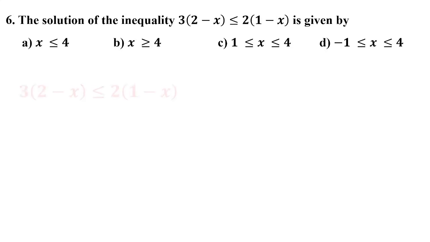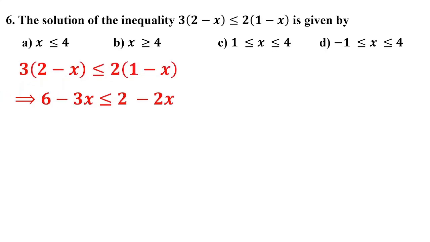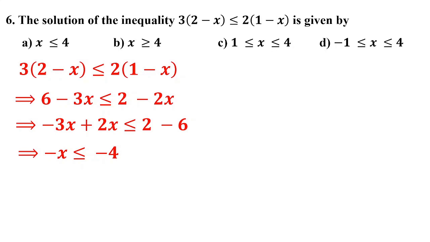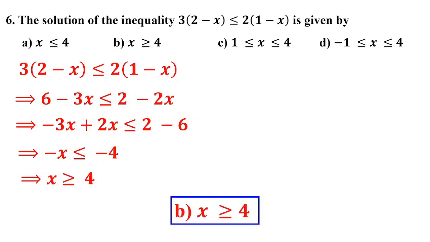Very easy, you have to expand the given expression and keep in mind the properties of inequalities. I am bringing all x to one side. It is coming as minus x less than or equal to minus 4. But we have to multiply both sides by minus 1, then the inequality will change. Therefore, it will become x greater than or equal to 4. Therefore, the answer is B, x greater than or equal to 4. Please check out how the inequality changes when you multiply both LHS and RHS by minus 1.